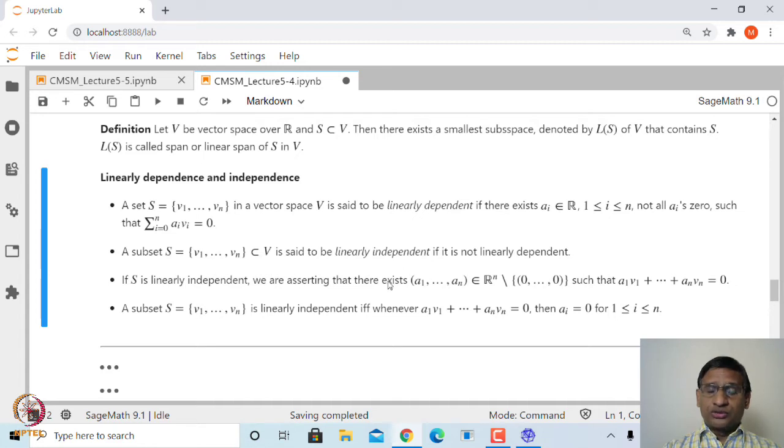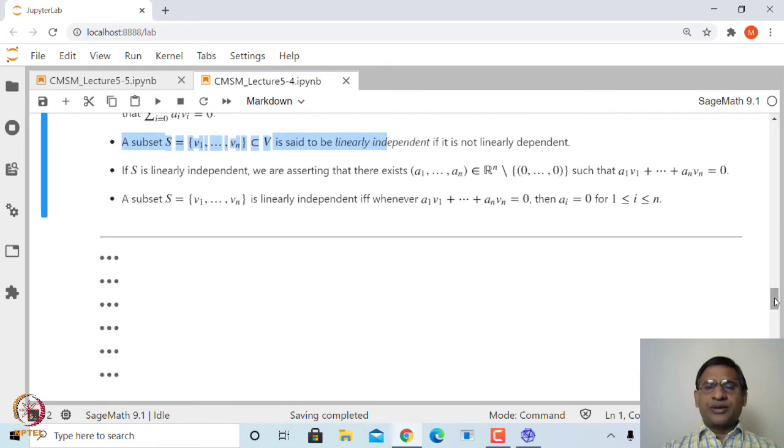If it is not true, that means you cannot find any point (a1, a2, ..., an) in R^n minus the origin with this property. So, if you negate this statement, what it means is that if I have a linear combination a1 v1 + ... + an vn equal to 0, and the set is linearly independent, it should imply that all ai's are 0. Generally this we take as a working definition, however, the earlier one is the more natural definition. So, we will work with this definition.